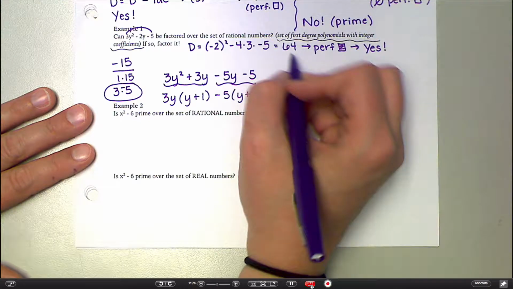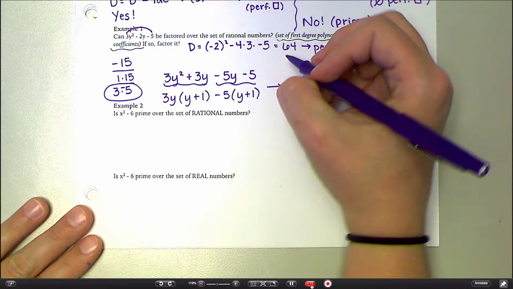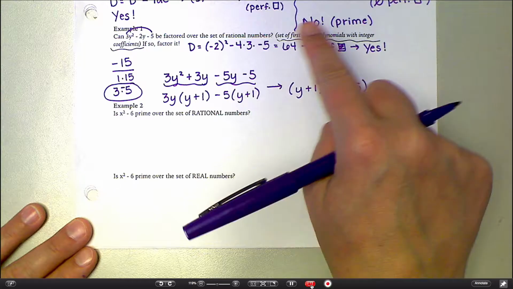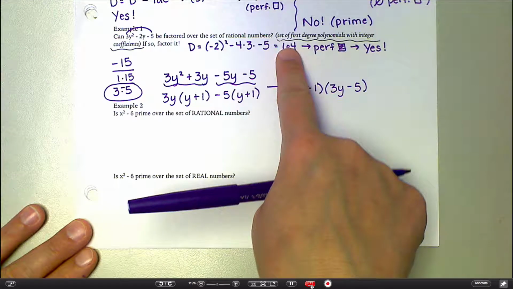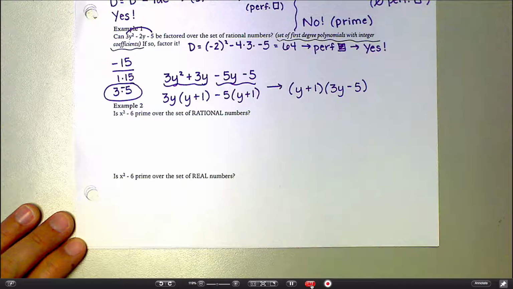So again, this number 64 did not actually help me find my factors. We are going to talk later in the week about a way that it's going to help find the factors. But for right now, there is no connection between the 64 and the factors themselves. But what you can tell from this is the fact that it's a perfect square tells you that it's possible, that it can be done. It's not prime.